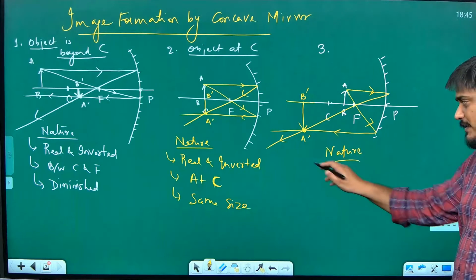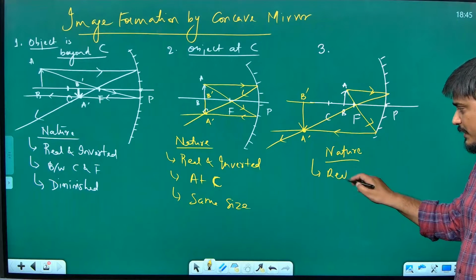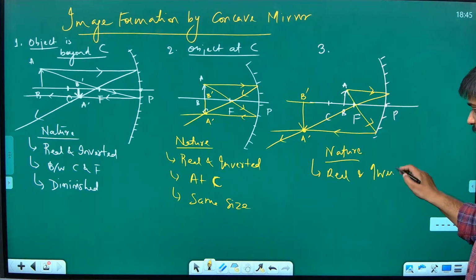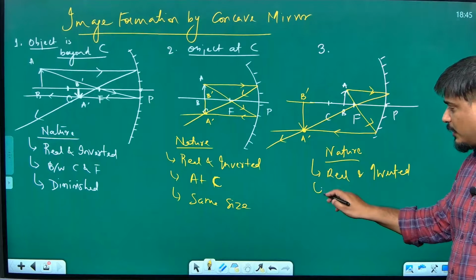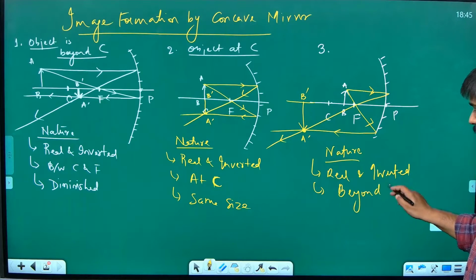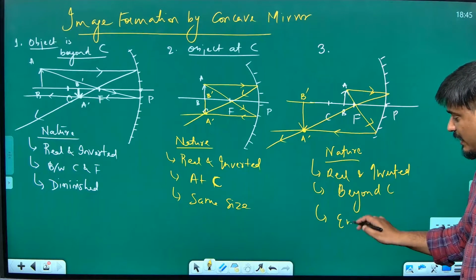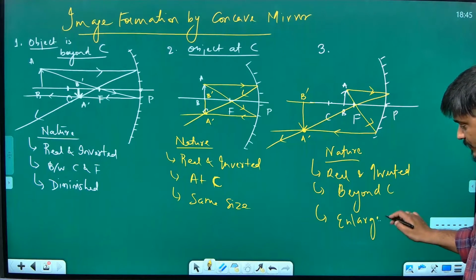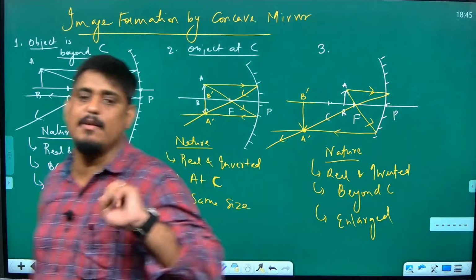So what is the nature now? The nature is obviously real and inverted. Then what happened? Location beyond C. And what is its size? Enlarged, bigger. I hope everybody is understanding what I am doing.